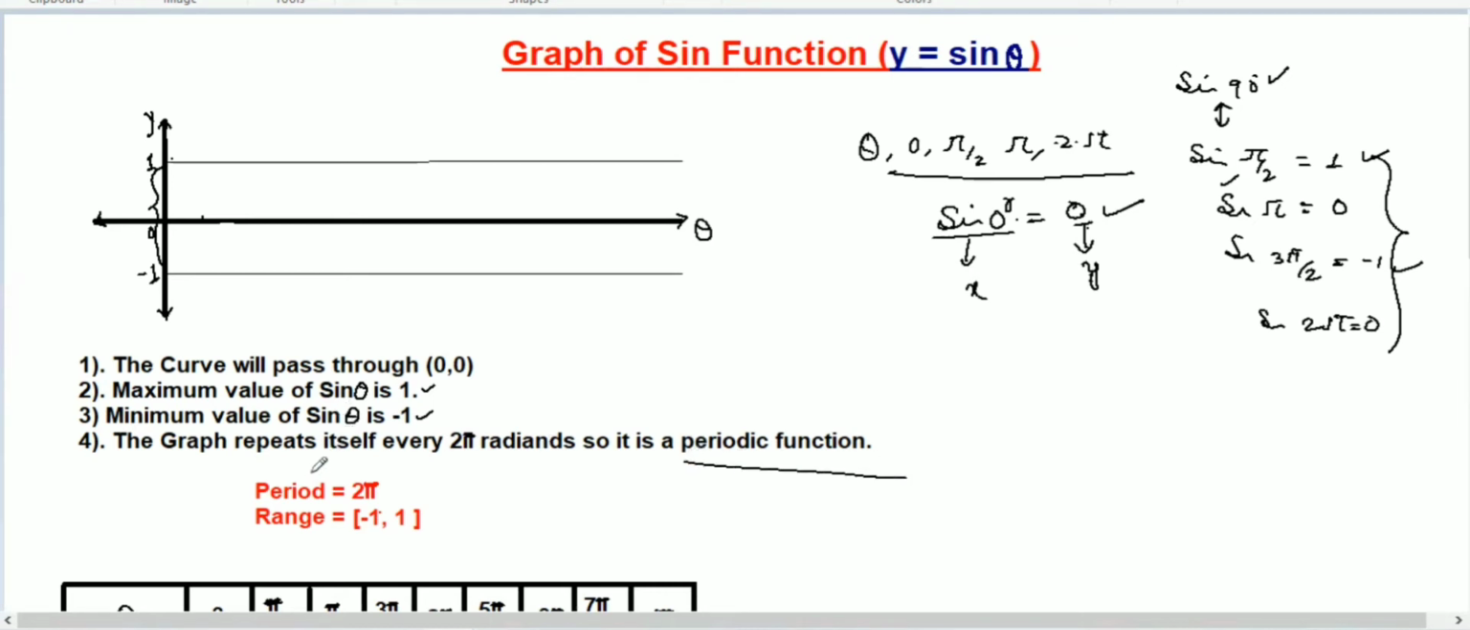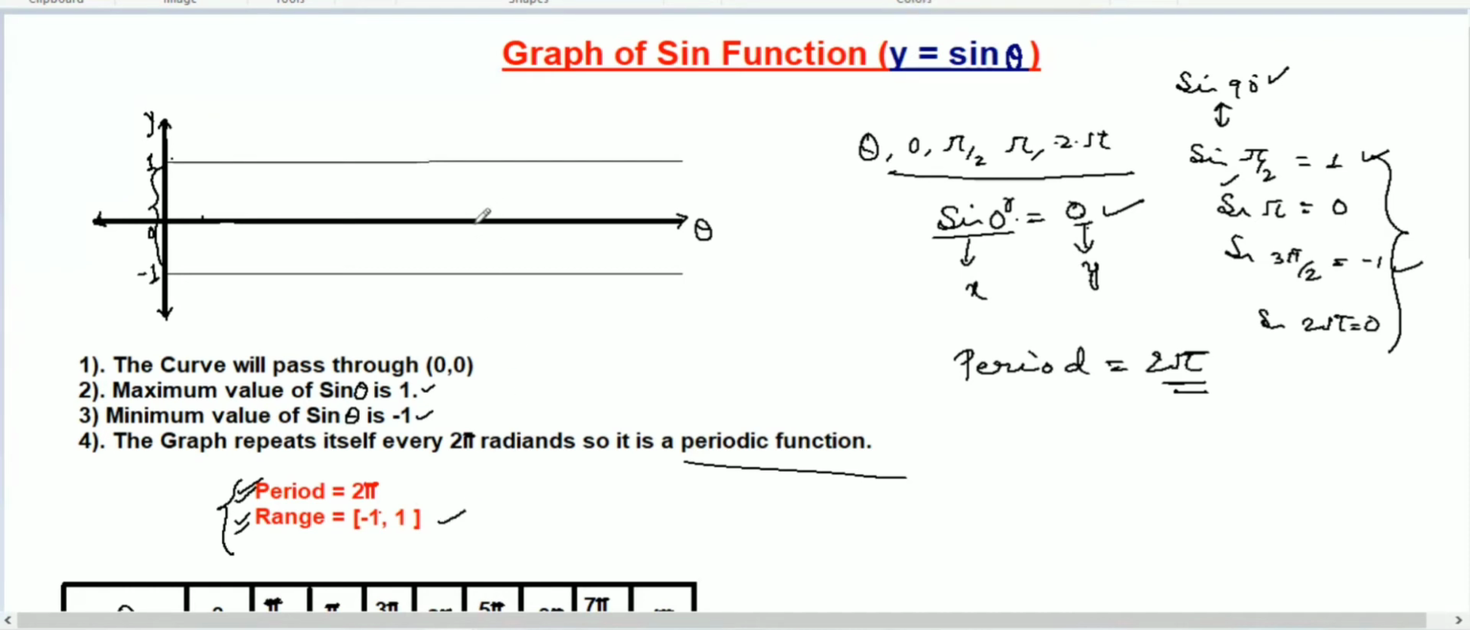Two important things to write down here. For drawing a trigonometric function, which is sine theta, cos theta, or tan theta, we need two very important things. The first is the period of the graph. The period of the sine graph is always 2 pi. What does that mean? The sine graph will repeat itself every 2 pi radians. And the second thing we need is the range. The range of this graph is -1 to 1.